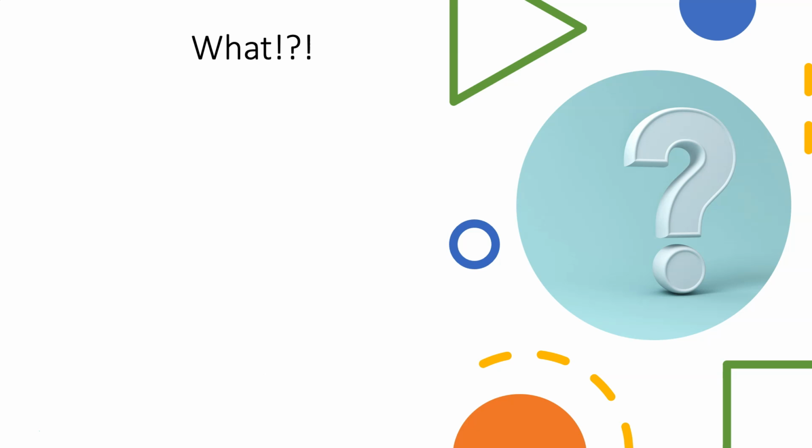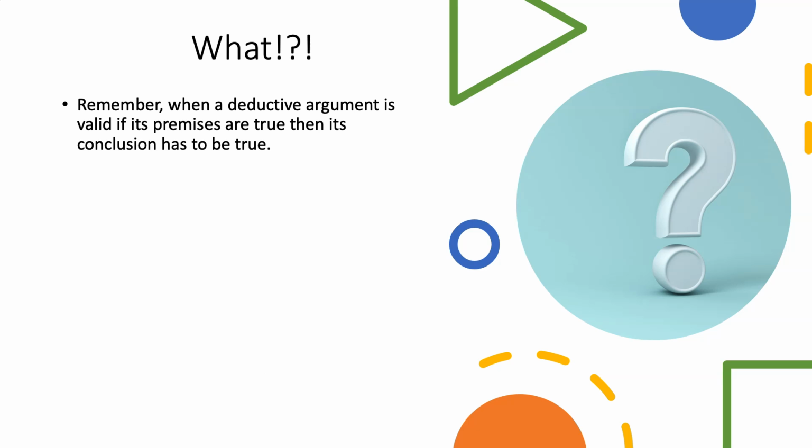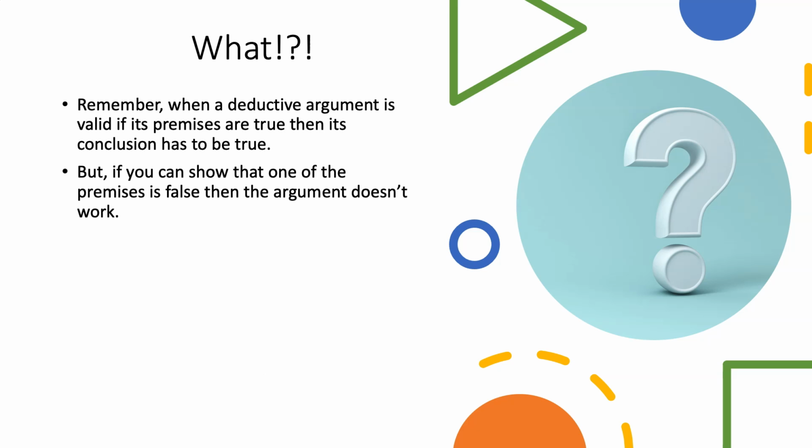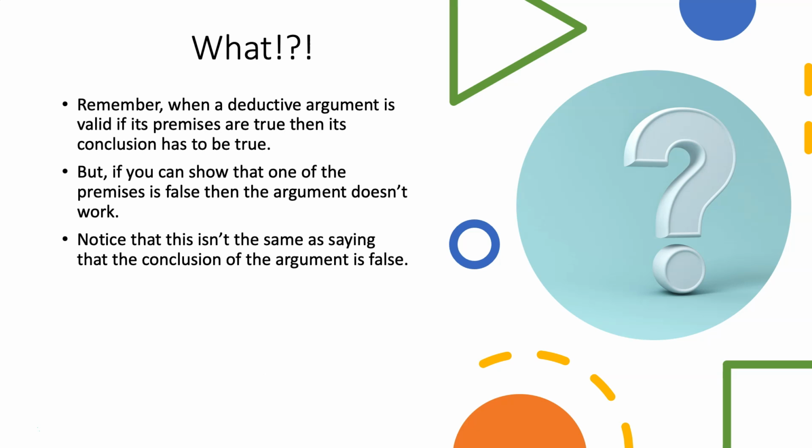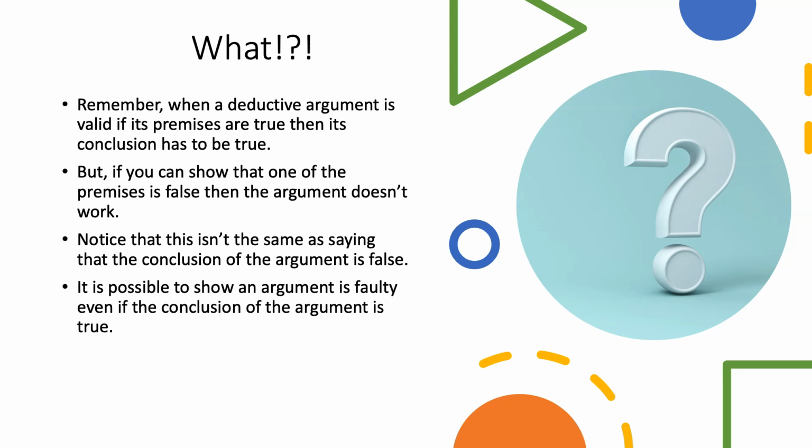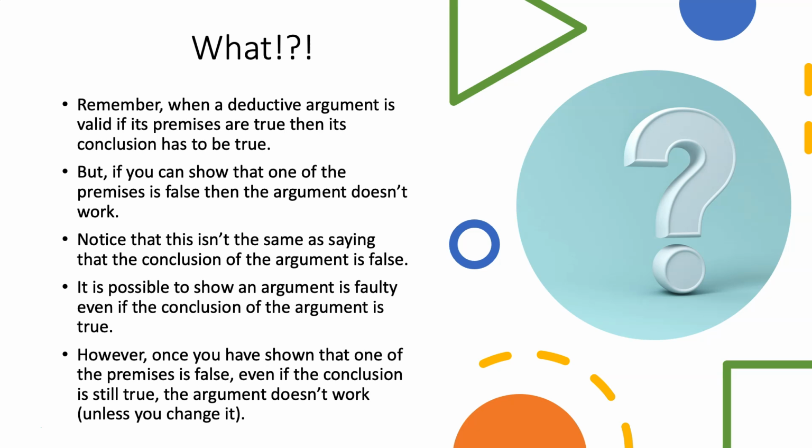But what's going on? Remember, when a deductive argument is valid, if its premises are true, then its conclusion has to be true. But if you can show that one of the premises is false, then the argument doesn't work right. Notice that this isn't the same as saying that the conclusion of the argument is false. It's possible to show an argument is faulty even if the conclusion of the argument is true. However, once you've shown that one of the premises is false, even if the conclusion is still true, the argument doesn't work right unless you change something about it.